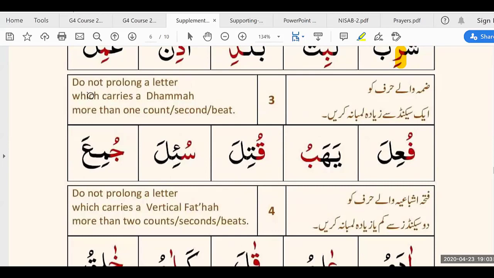Okay, so the third common error was to not prolong a letter which carries a dhamma stroke more than one count, second, or beat. So again, in this example, we have dhamma, kasra, and fatha stroke, but each letter should be 1 second long. So fu'ila, and then this one, qutila. So each letter should be 1 second long.